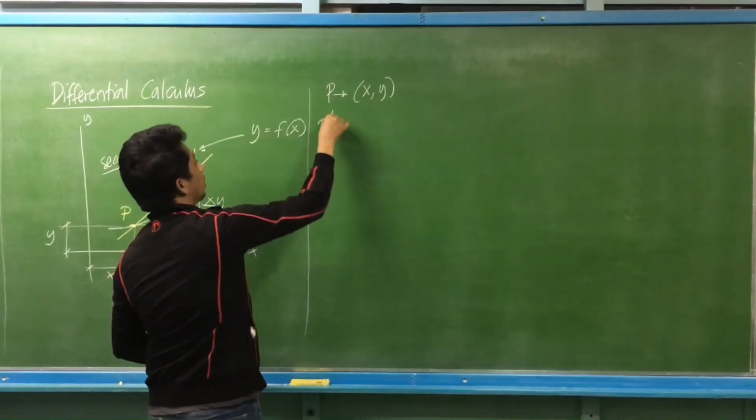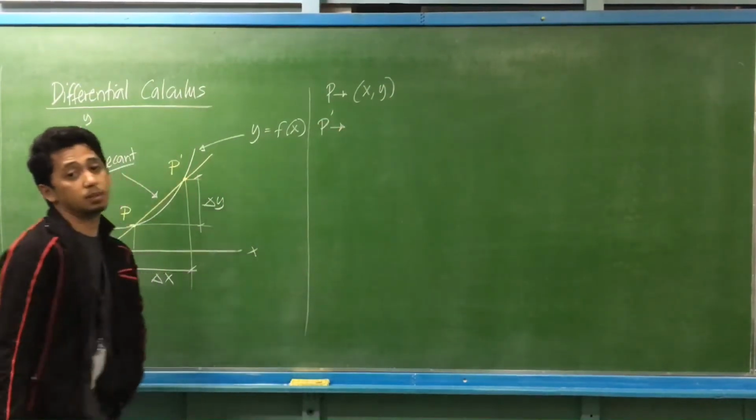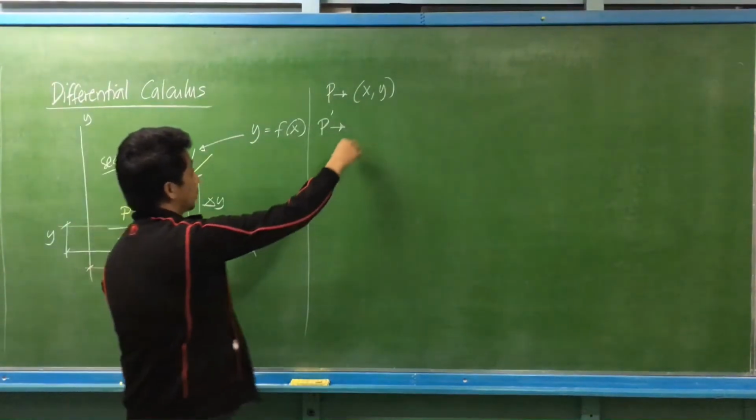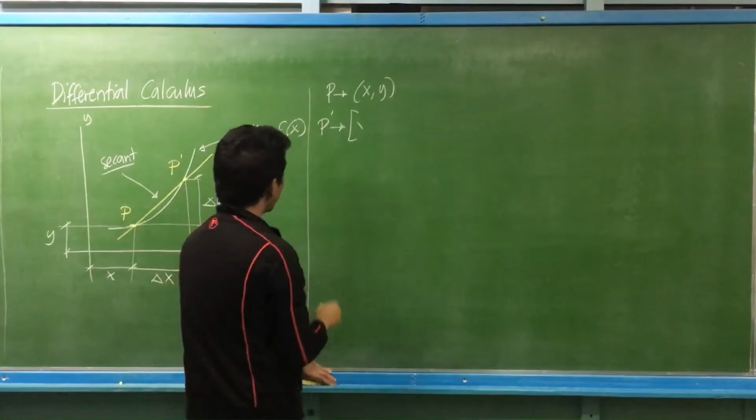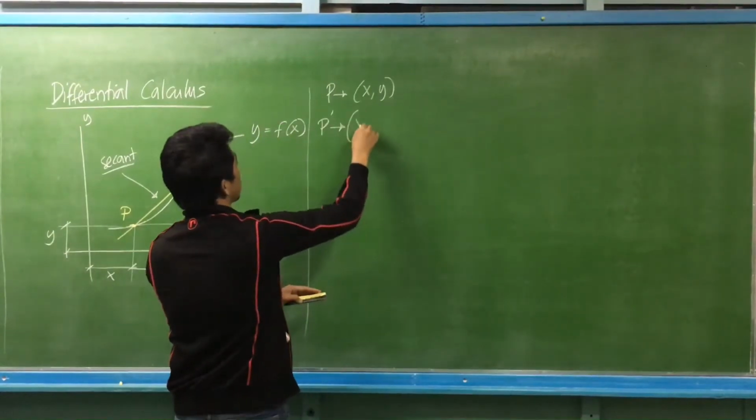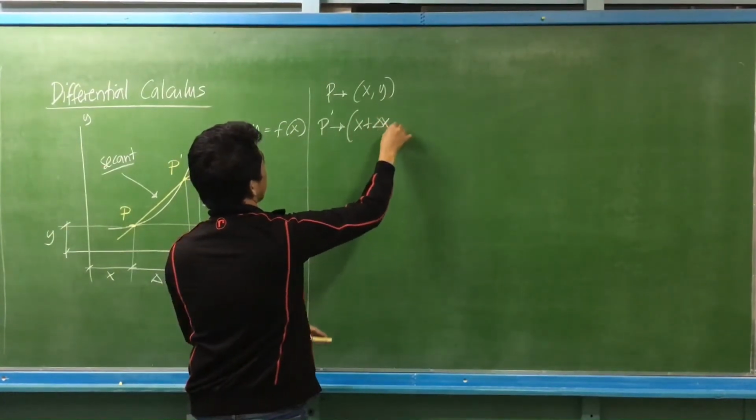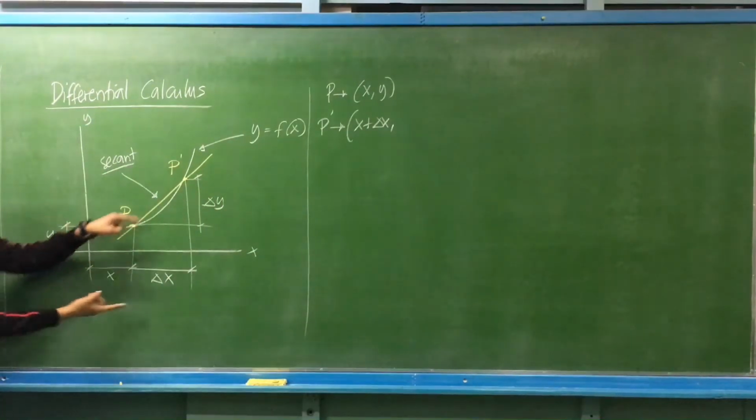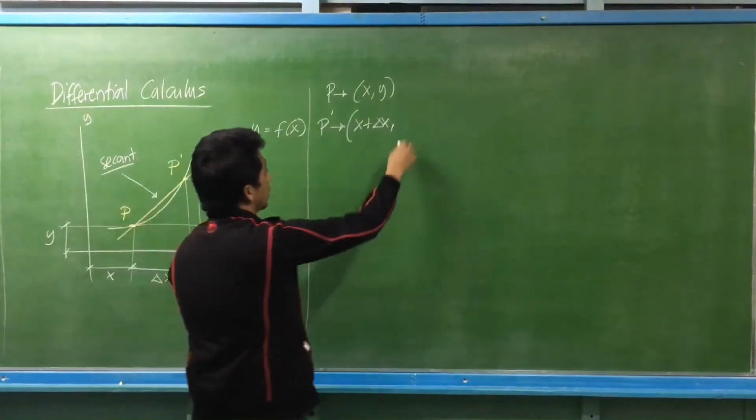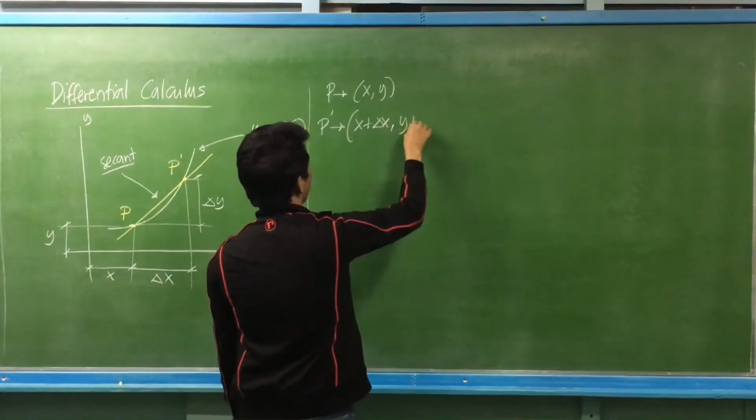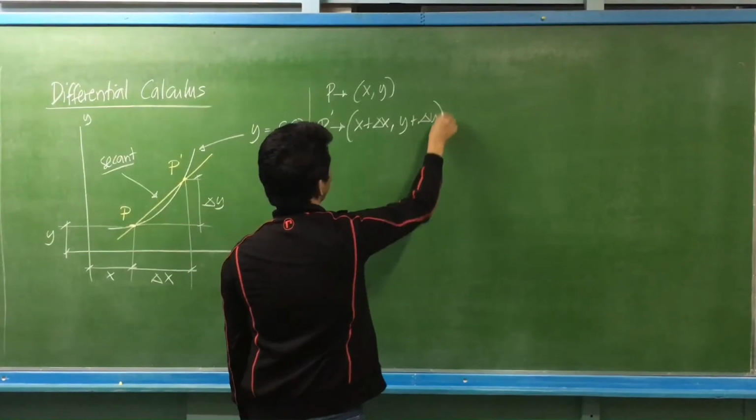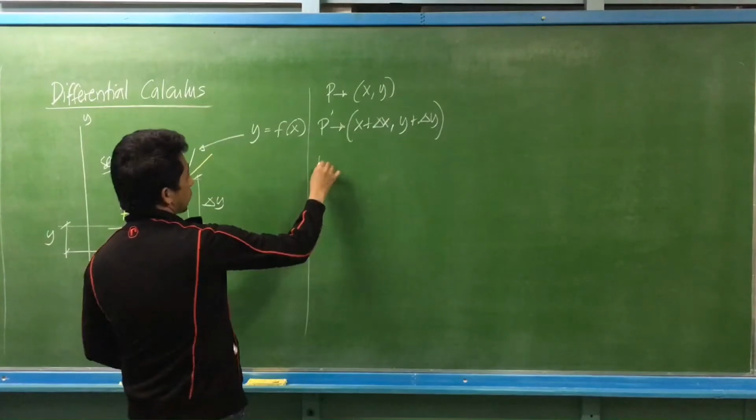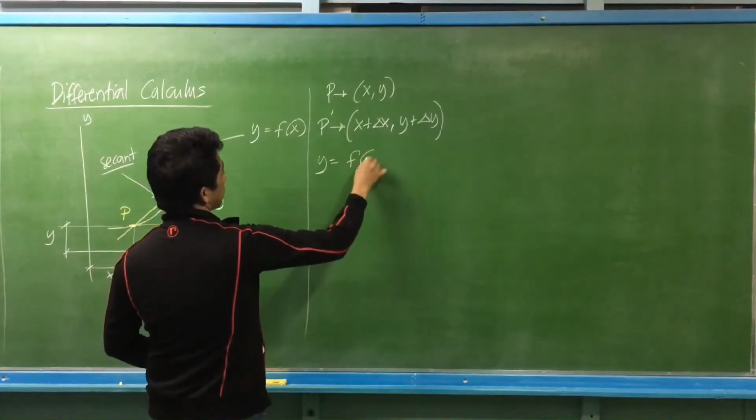What will be the coordinate of P prime? The coordinate of P prime will be x plus delta x as its abscissa. Then its ordinate will be y plus delta y. That will be the coordinate of P prime. So again, we have this curve, y is equal to f of x.